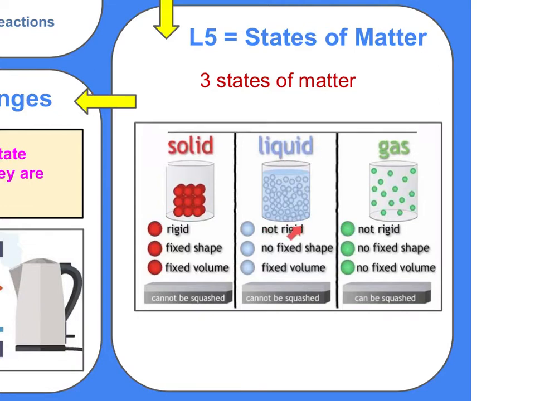Liquid is not rigid, so it can move about. There's no fixed shape, but there is a fixed volume. You can't compress it, can't be squashed. Gas is not rigid, no fixed shape, no fixed volume. You can compress this. This can flow, this can't.